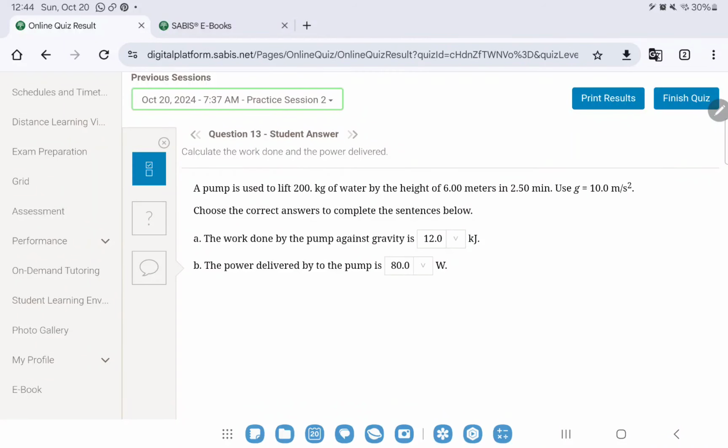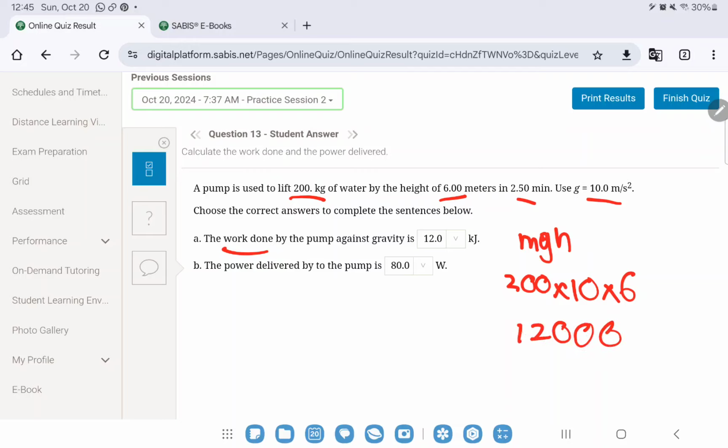Okay, these questions are now really easy. So a pump is used to lift 200 kg of water by the height of 0.6 in 2.5 minutes, and g is 10. So let's find work. Work against gravity is mgh. So 200 times 10 times 6 meters. Once you do this, you're gonna get 12000, and they want it in kilojoules, so you remove 3 zeros, it's just gonna be 12.